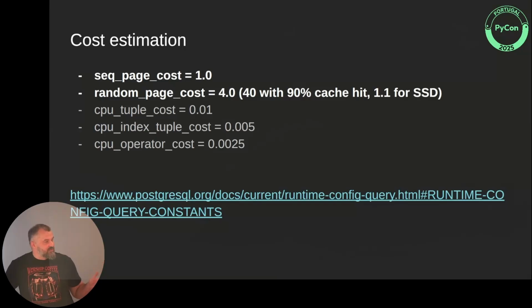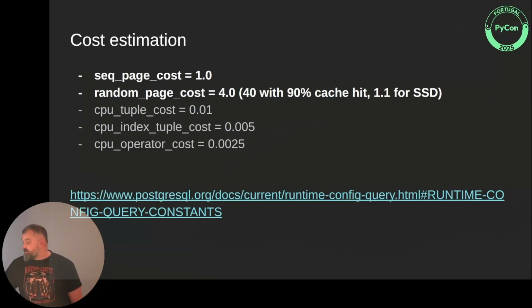So it goes back to the old spinning disks. The value there is 1. And then for the random page cost, since we have to move the reader head and spin the cylinders and so on, the cost is of course higher, so it's 4. The Postgres documentation says that actually it's closer to 40, but we assume that 90% of the lookups will go through the cache, therefore we say that random page cost is 4.